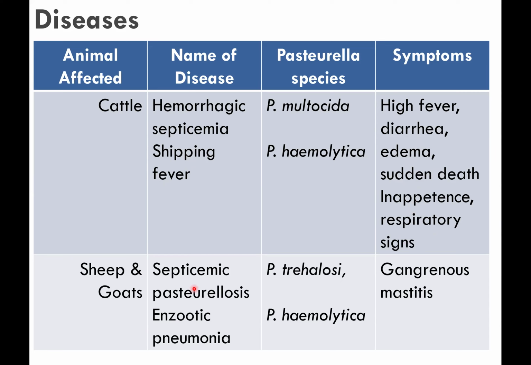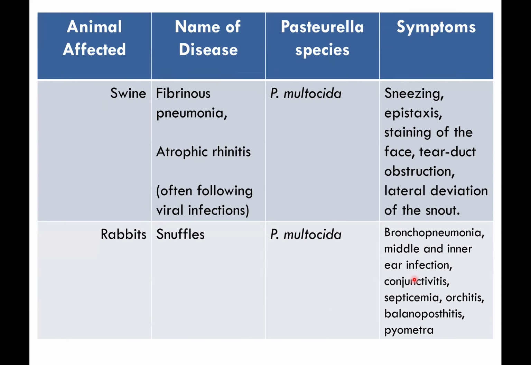In sheep and goats, there is septicemic pasteurellosis and enzootic pneumonia. So this can be caused by P. trehalosi and P. haemolytica. And then some diseases could show as gangrenous mastitis. In swine, we have fibrinous pneumonia and atrophic rhinitis. So this is caused by your P. multocida. So the symptoms are sneezing, epistaxis, staining of the face, tear duct obstruction, and lateral deviation of the snout.